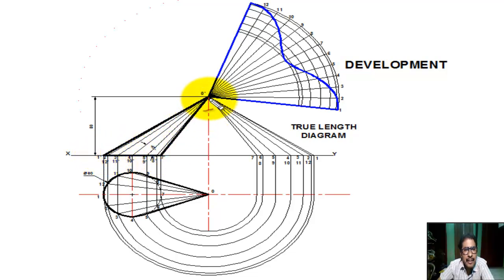The elevation and top view are thick lines.